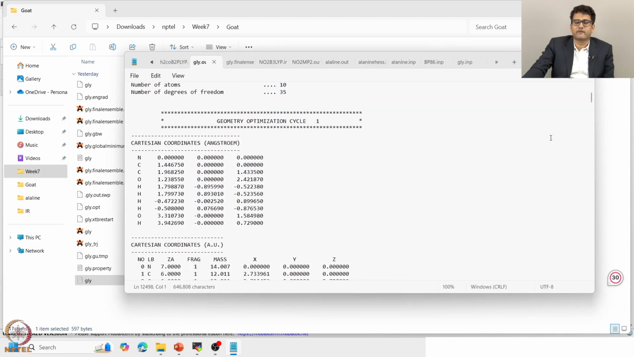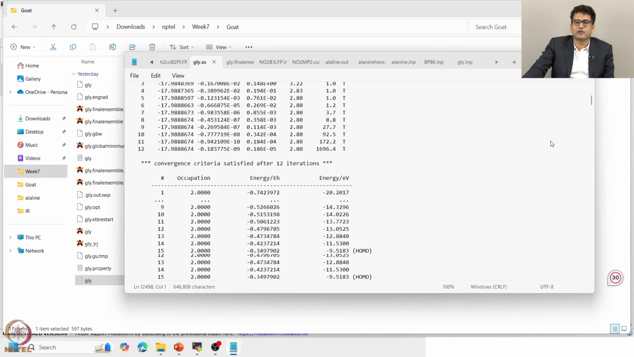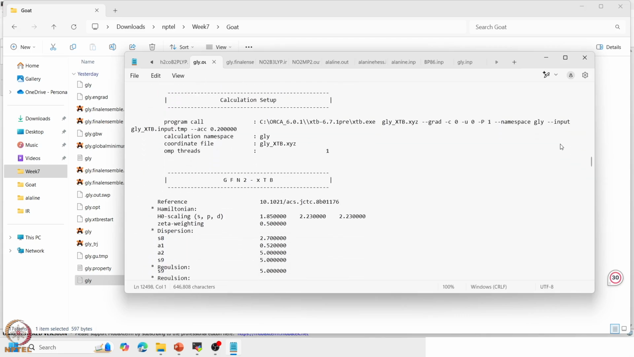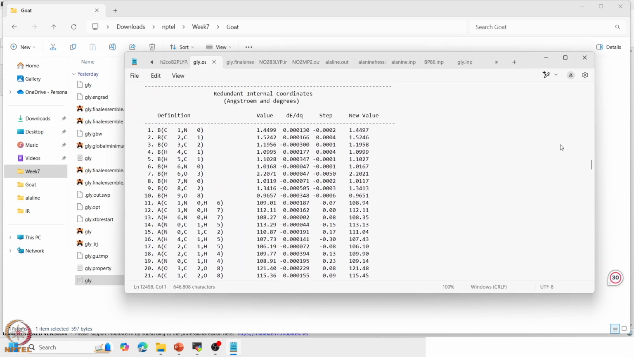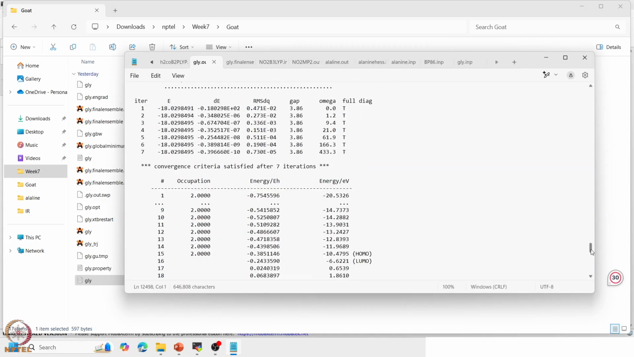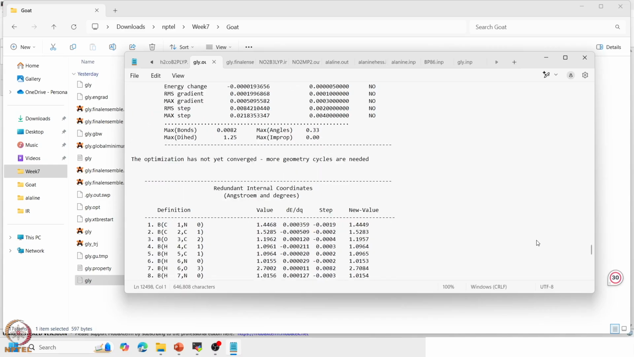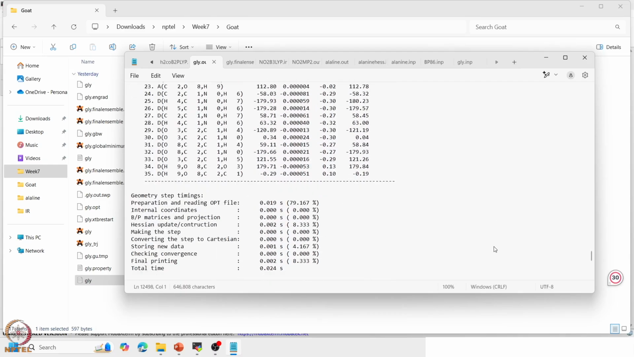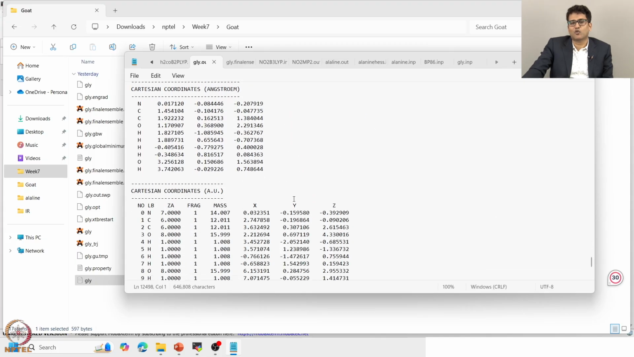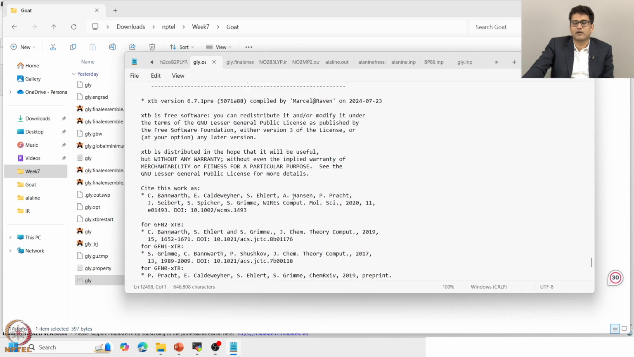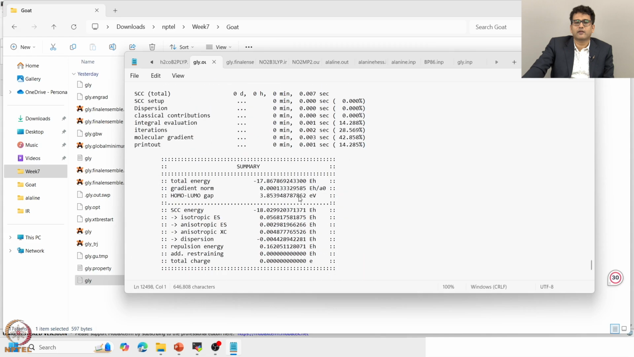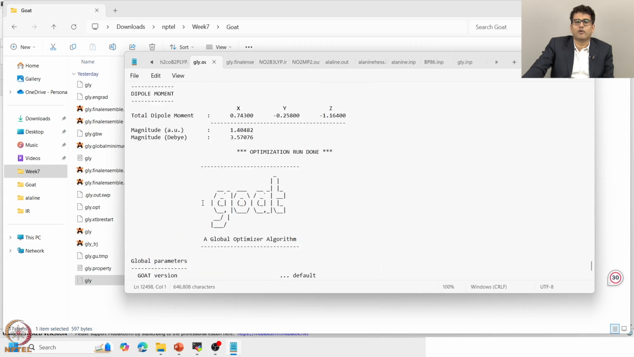What it does is that it first does the geometry optimization. You see cycle 1, 2, 3, 4, it will go like this. Oh, it has not yet converged. It's 26 cycles and still not converged. Maybe another cycle more. So the optimization has converged after 29 cycles. As we discussed, it will first converge to the nearest local minima, and then it will start the global optimizer algorithm.